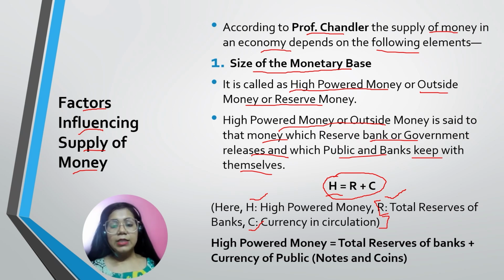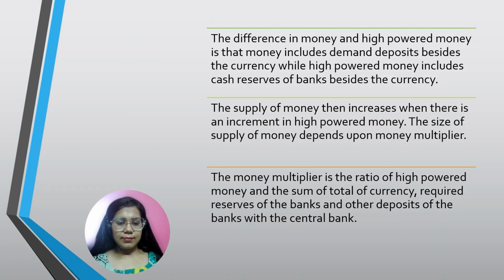So high powered money can be written as total reserves of the banks plus currency of the public, which could include notes and coins. So this is the size of the monetary base. Let's read more about the high powered money in the next slide.